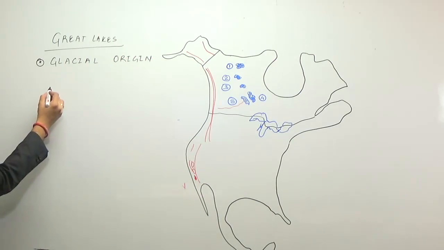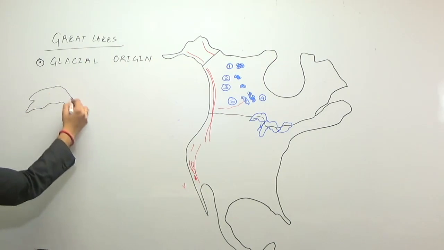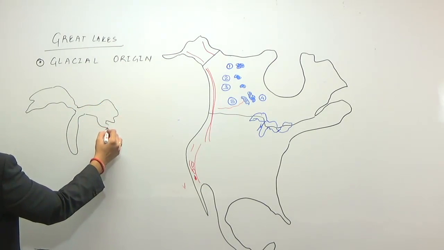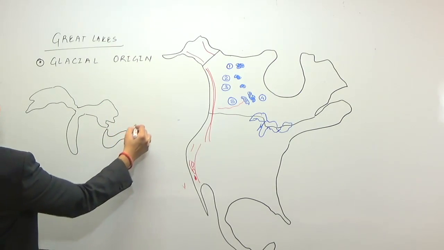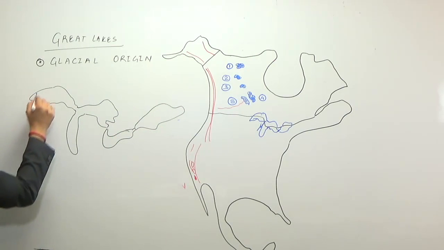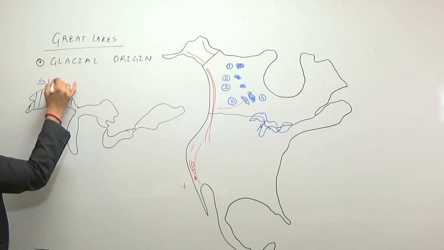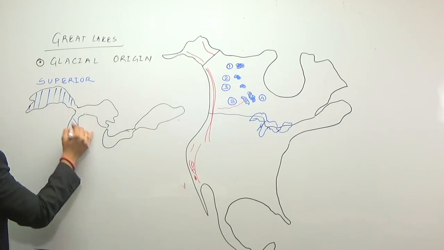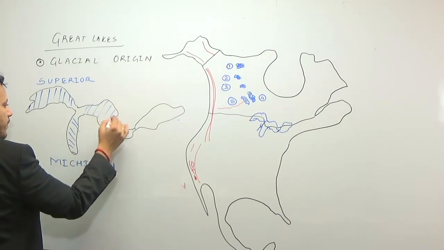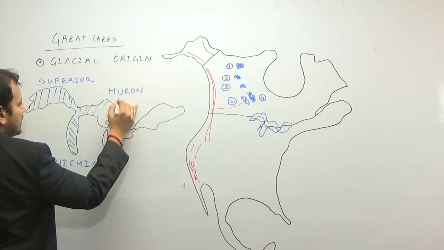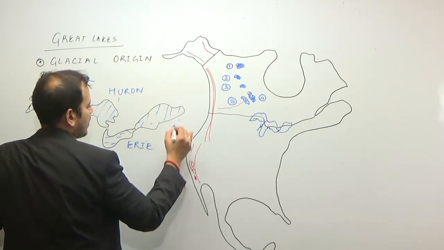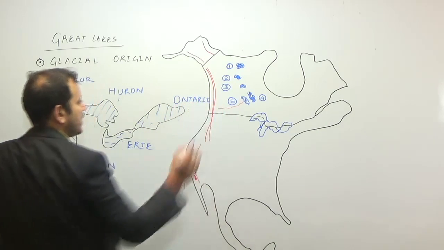Now, you can see how these Great Lakes are. Lake Superior, Lake Michigan, Lake Huron, Lake Erie, and Lake Ontario. So, these are the Great Lakes of North America. This is Lake Superior. This is Lake Michigan. This is Lake Huron. This is Lake Erie. And this is Lake Ontario.